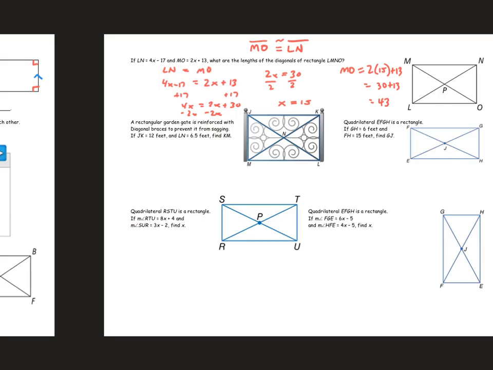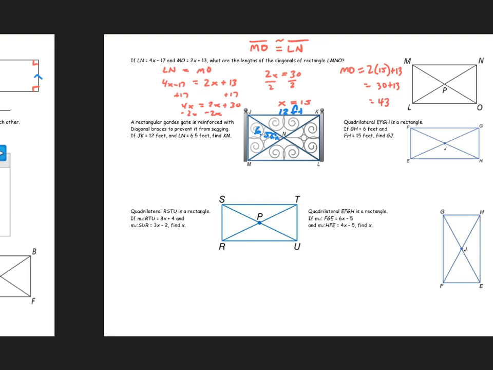Looking at my third example, this rectangular garden gate is reinforced with diagonal braces to prevent it from sagging. It says if JK is 12 feet and LN is 6.5 feet, find KM. So JK is this length up here. I'm just going to go on and put it in the problem. It's telling me that JK is 12 feet, so 12 feet. And then it tells me that L to N is 6.5 feet.